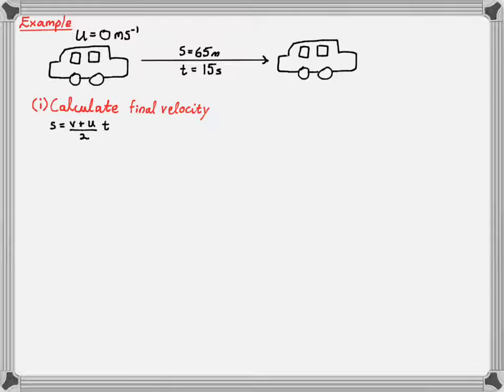I know I can use this because I only have one unknown in this case. I've been given a value for S, for T, and for U, so I can solve for V. I can just get rid of U straight away because that's 0. Then it's very easy to solve for V. So I find that V is equal to 8.67 meters per second, and I'll underline that.